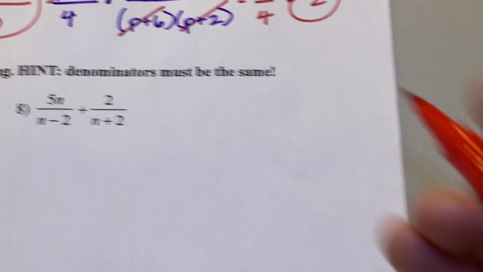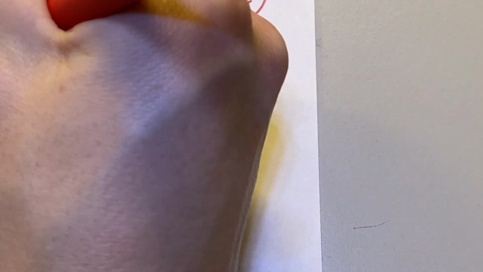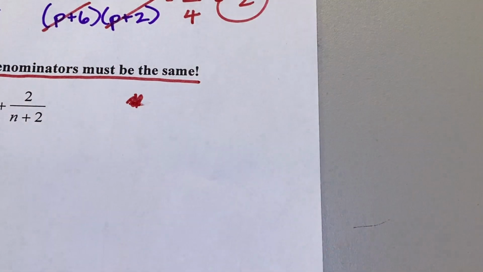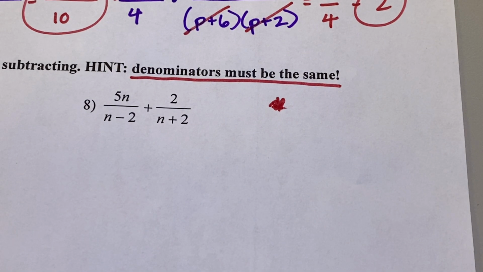Okay, so let's write the rule. Actually, we don't need to write the rule. Let's just underline it right there. So the denominators must be the same in order to add and subtract them. Like I said, your notes today are actually harder than your review and your test. That's always a good thing.